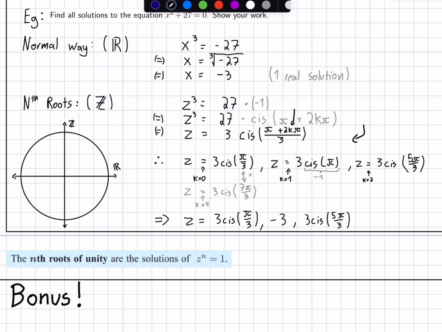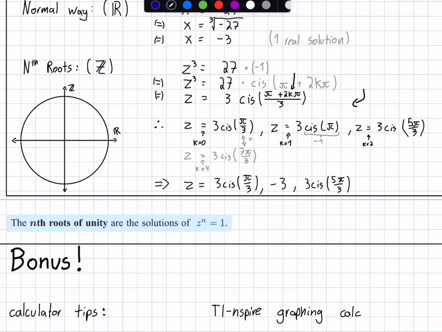When k is equal to 0, we'll have 3 cis pi over 3. When k is equal to 1, we will have 3 cis pi, and cis pi is simply equal to -1. And when k is equal to 2, we have 3 cis 5 pi over 3, which will be our 3 results. And if you go to k is equal to 4, you will notice that the results will be equal to one another. And this will give us our 3 roots.